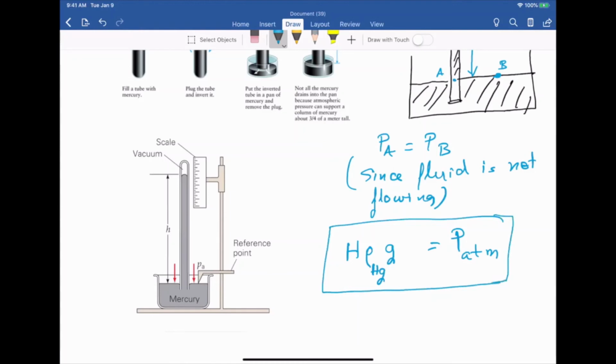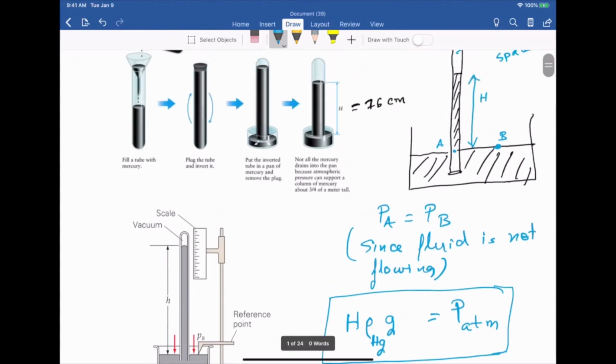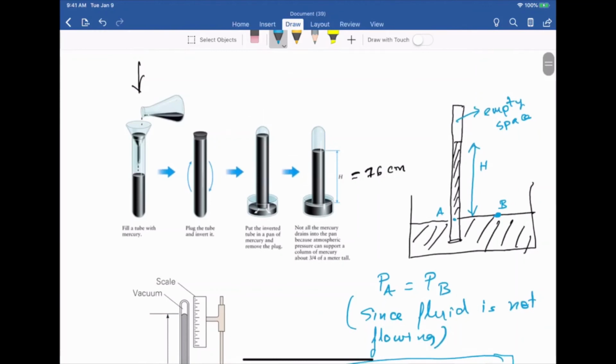for this arrangement, and you can see that the height of the mercury column is a nice proxy for the atmospheric pressure, because rho Hg and g are constants. So if the atmospheric pressure fluctuates, that will be reflected in a change in H. So this arrangement that I have over here is a barometer. It's a device which will always tell me what the atmospheric pressure is. I just need to keep an eye on the height of the mercury column.